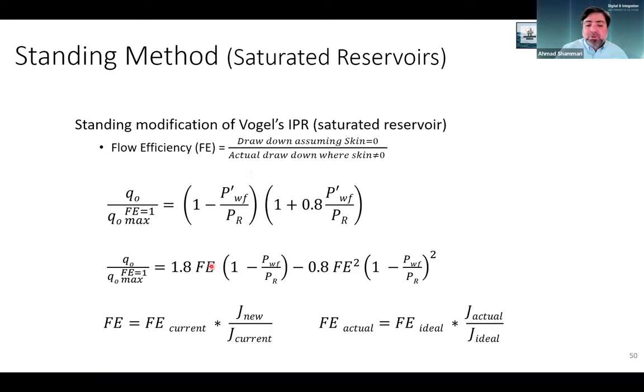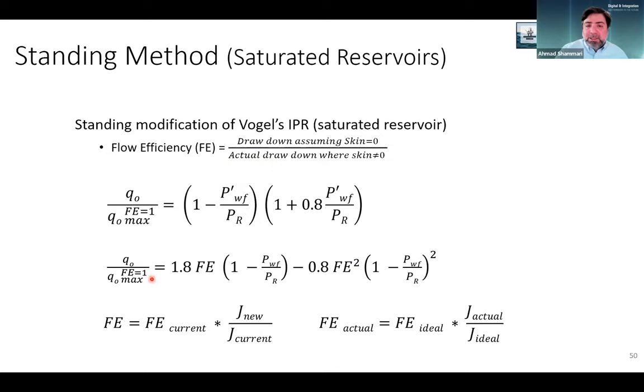And then by introducing the flow efficiency, he did a modification on the Vogel IPR method. He said basically we need to rearrange Vogel IPR to introduce the flow efficiency. But what is the flow efficiency? Flow efficiency is, as I said, the drawdown assuming skin of zero divided by the actual drawdown, okay? Which means that if the skin is zero, for example, FE will go to one, which means that this will reduce to Vogel IPR, right?